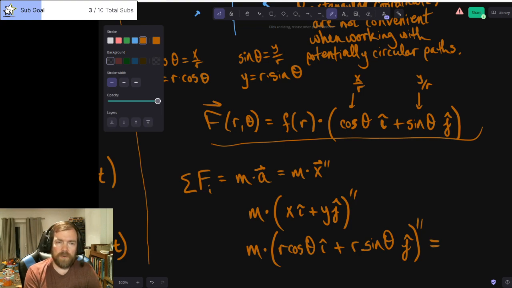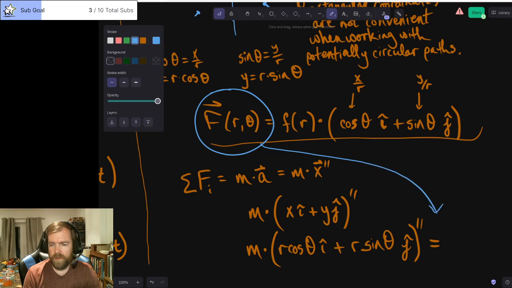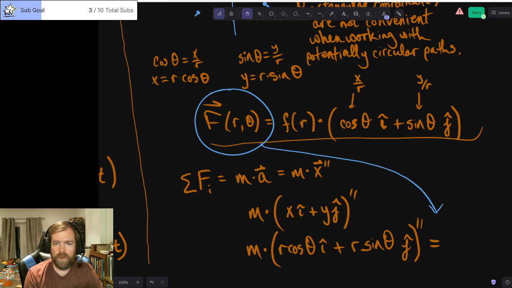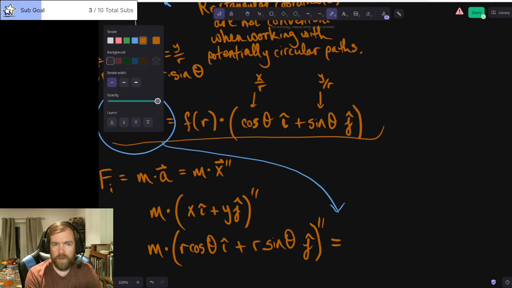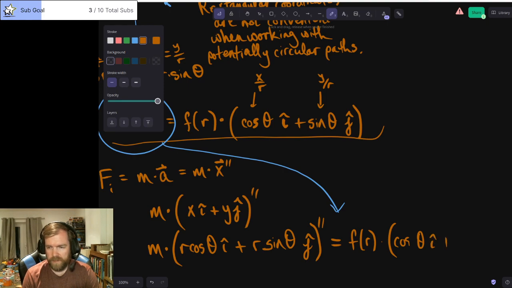That is then going to be equal to our force that we had from above, which is F of r times just cosine theta i hat plus sine theta j hat.